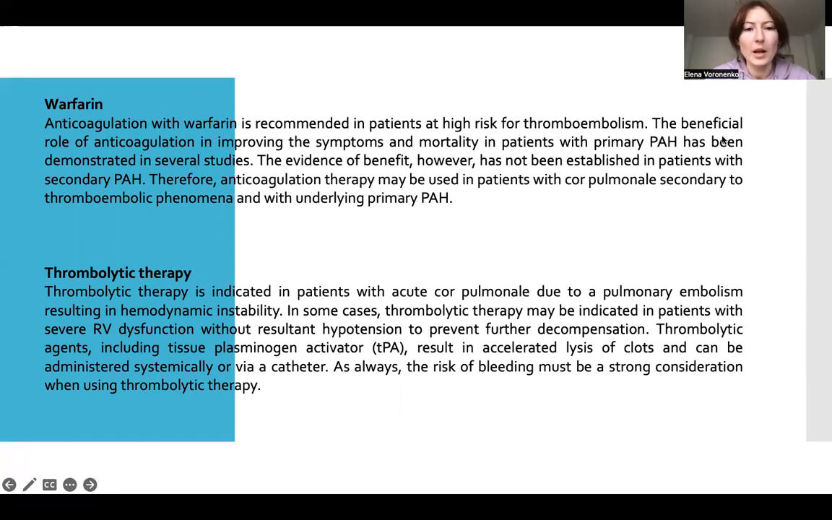Thrombolytic therapy is indicated in patients with acute Cor Pulmonale due to a pulmonary embolism resulting in hemodynamic instability. In some cases, thrombolytic therapy may be indicated in patients with severe right ventricle dysfunction without resultant hypotension to prevent further decompensation.